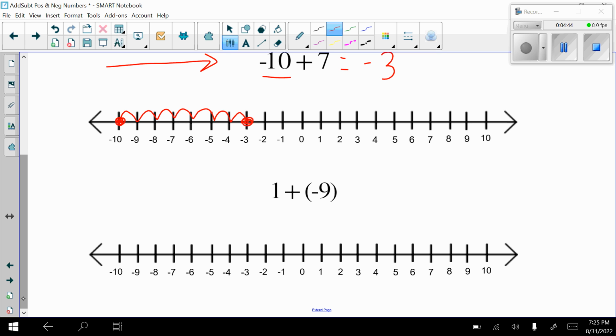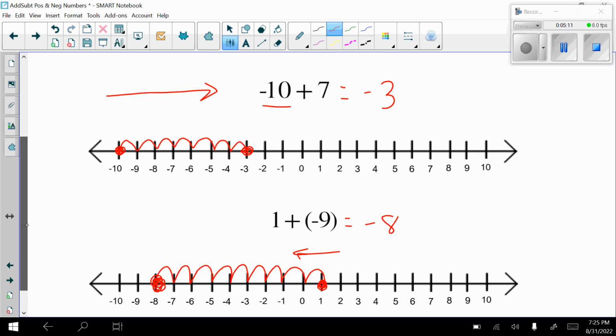1 plus negative 9. Well, I'm starting at 1, sorry. I'm adding negative 9, so it's the same thing as subtracting. Okay, so I'm going to go left down the number line 9 spaces. 1, 2, 3, 4, 5, 6, 7, 8, 9. So that gets me down to -8. That's where I end. Okay?